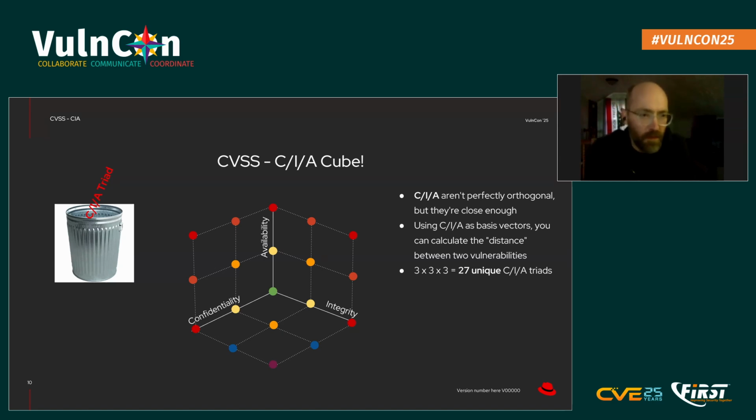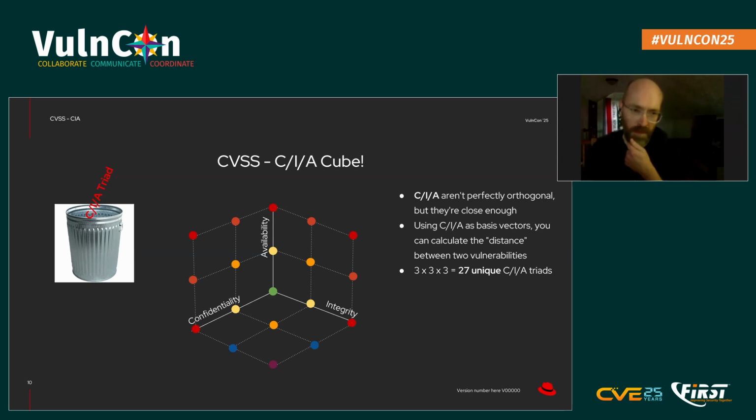So my joke on the left here, you may have heard the phrase CIA triad to refer to confidentiality, integrity, and availability, the base parts of the impact score for CVSS. And I put them in a trash can not because I think CIA is bad, CIA is great, but I think thinking of them just as a triad of 3 different elements is a little too simple.